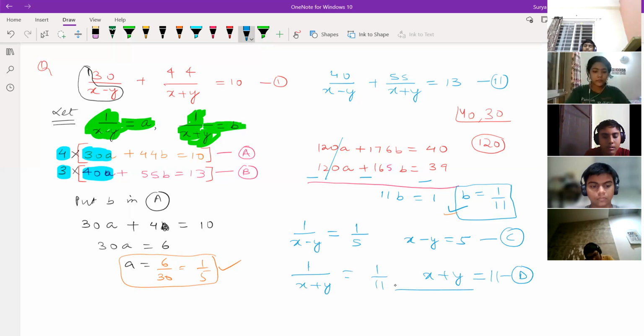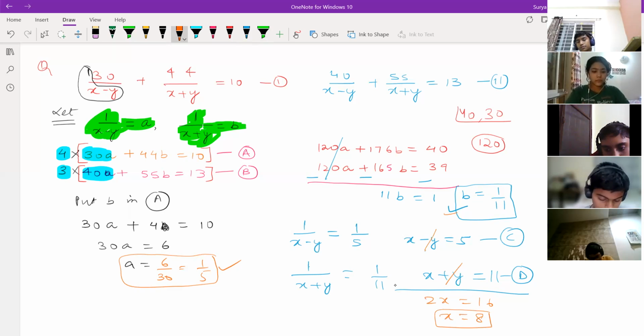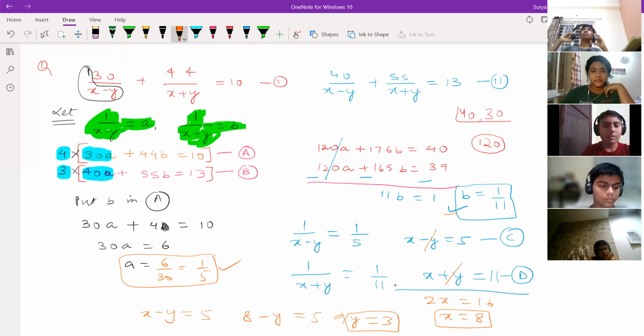Now you can solve this easily. You add here. On adding, this and this will get cancelled. So 2X is equal to 16. So X is equal to 8. Then X minus Y is equal to 5. So X you write 8, 8 minus Y is equal to 5. So Y is equal to 3. Okay, Y is equal to 3. Anyone having doubt in this question?